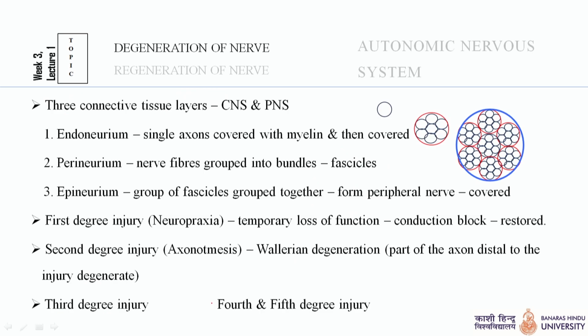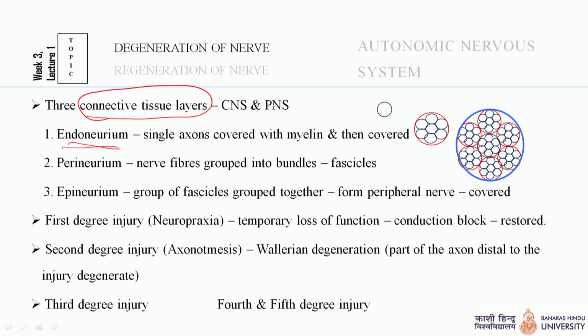Before going into the classification, first you need to understand the different connective tissue layers which cover the central nervous system as well as the peripheral nervous system. There are three important connective tissue layers involved. The first one is called endoneurium. This is the connective tissue layer which covers a single neuron along with the myelin layer.